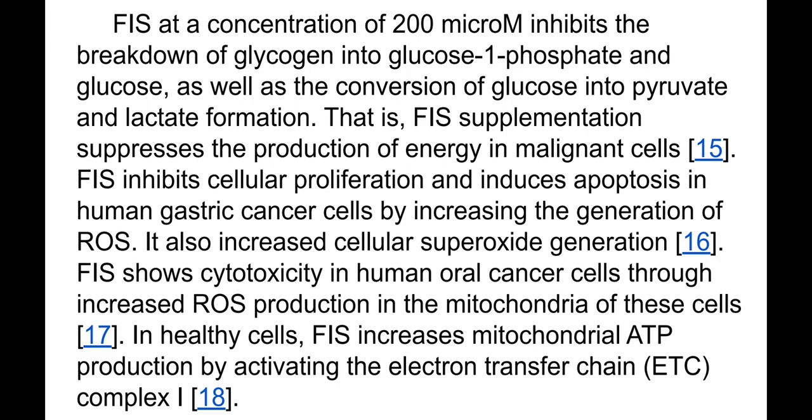Fisetin shows cytotoxicity in human oral cancer cells through increased production of reactive oxygen species in the mitochondria of these cancer cells. In healthy cells, fisetin increases mitochondrial ATP production by activating electron transfer chain complex 1. But again, for this you need two conditions. One condition, you need a supply of oxygen, and second, you need a ketogenic diet. Because with glucose you can get energy by anaerobic or aerobic glycolysis. So again, following a ketogenic diet is important, in my opinion.